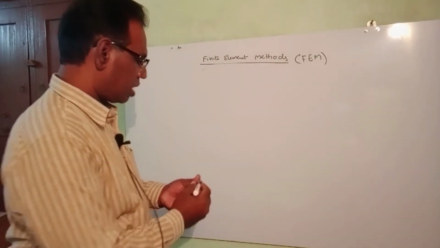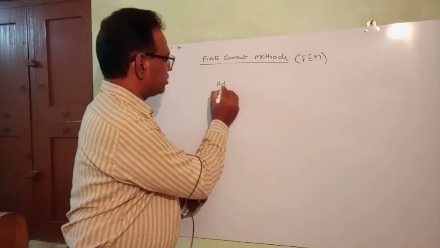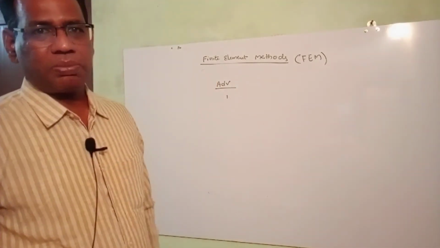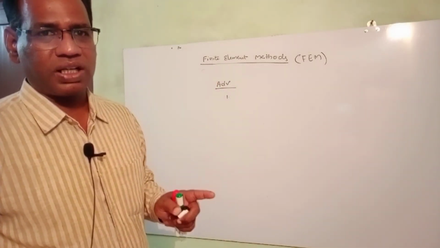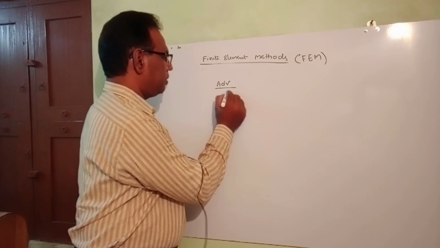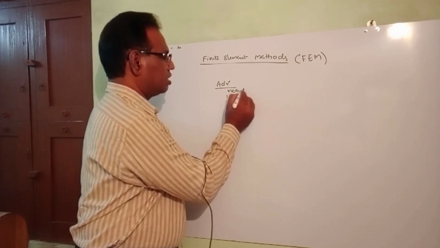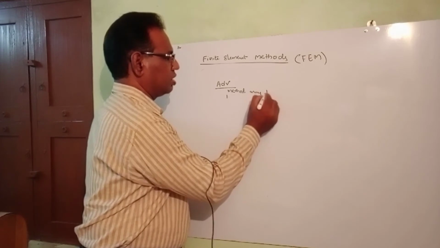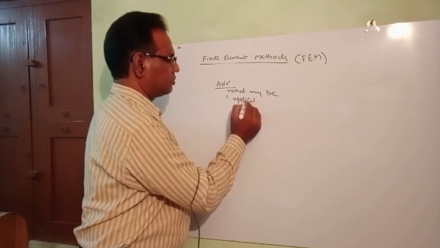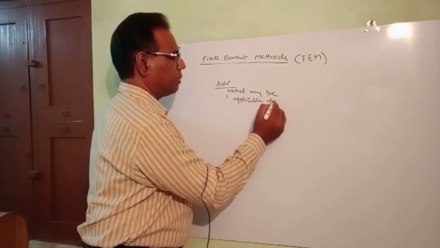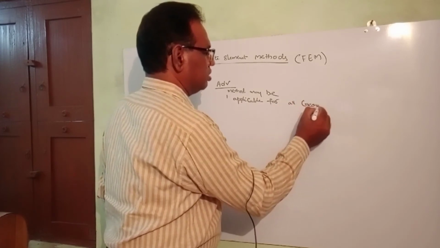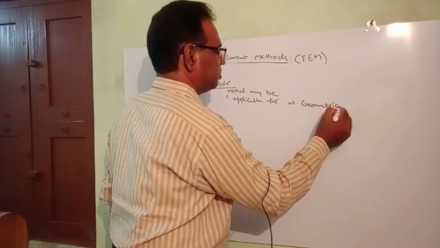What are the advantages of this particular method? Number one, what are the main drawbacks of the analytical method? The analytical method may be applicable only for regular shapes. Here, this particular method may be applicable for all geometrical shapes of the object components.